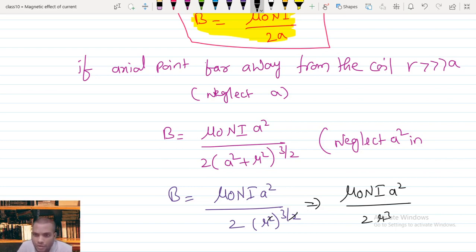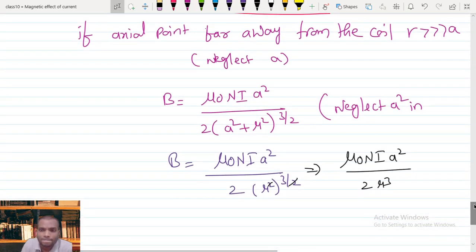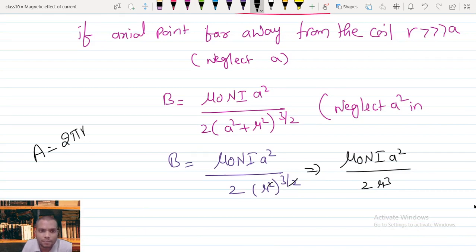Now if you try to change the expression, suppose you write the area of a circle, where r is the radius, so I can write 2 pi a. Therefore in the place of a, we can write a equal to a upon 2 pi. No need, just let it be like this. Later we can convert when the formula is needed.